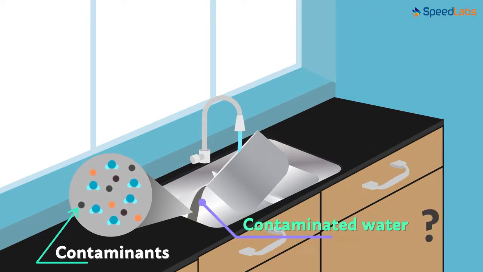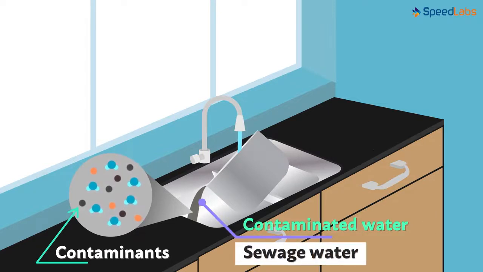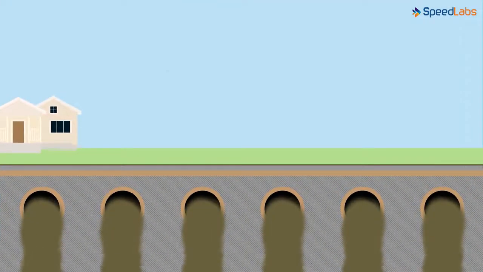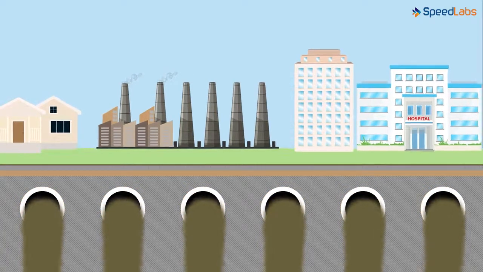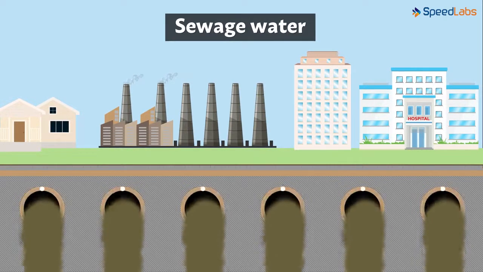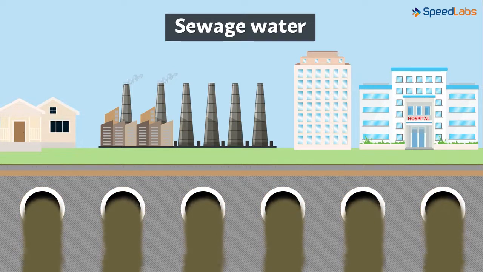Is there a specific name for this contaminated water? Yes, it's called sewage water. So is it just the contaminated water from the kitchen which is called sewage water? Not only the kitchen, but contaminated water from any source is called sewage water. So which sources are we talking about? All the wastewater sources like our homes, industries, offices, hospitals, institutes, and other such places. The wastewater from all these sources is called sewage water. So sewage water is simply the wastewater collected from various sources and which cannot be used again.